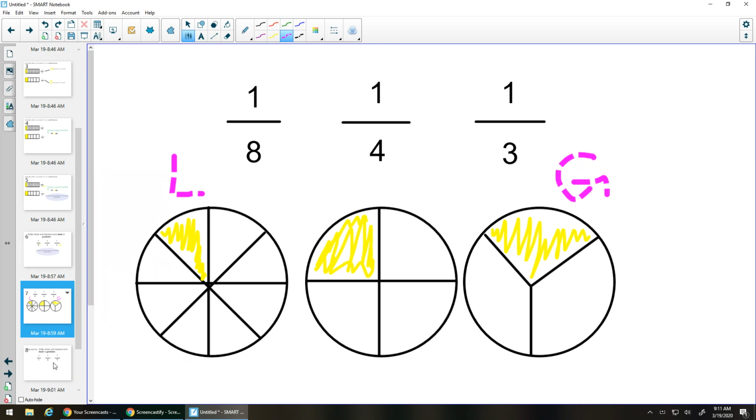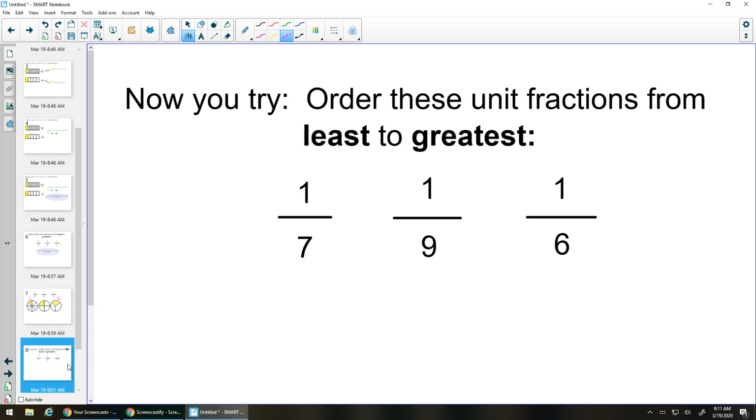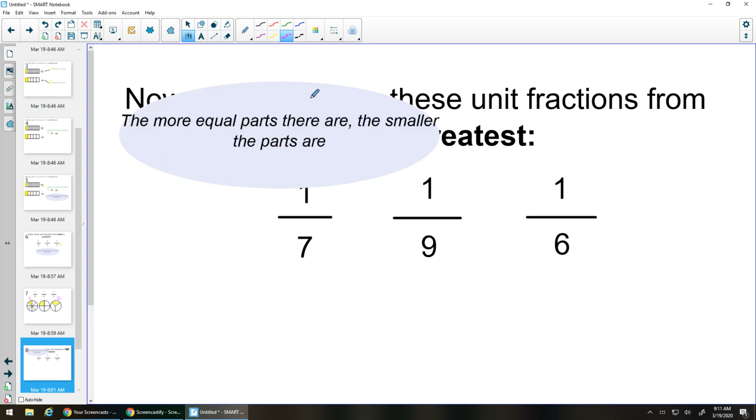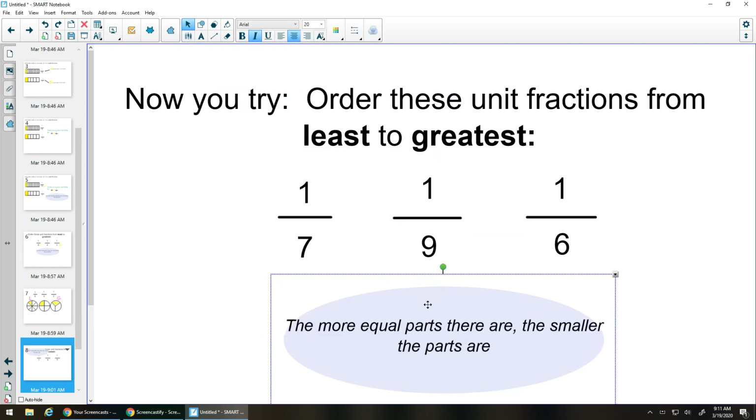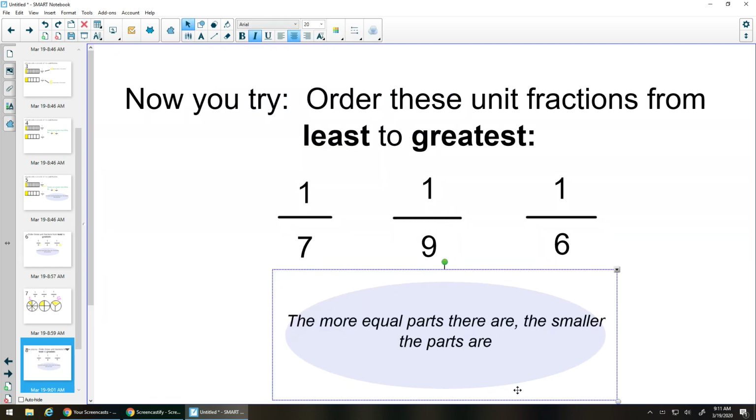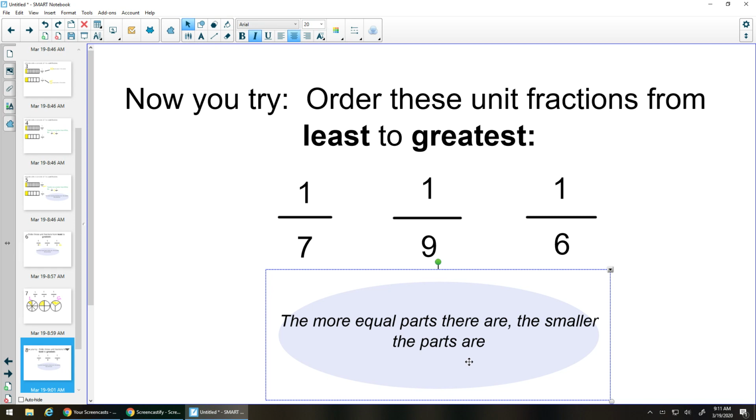Now, it's your turn. I would like you to try this strategy and order the unit fractions from least to greatest. We have 1/7, 1/9, and 1/6. Remember our rule, the more equal parts there are, the smaller the parts are. You can try modeling, or you can try applying this rule to what you know about these fractions.